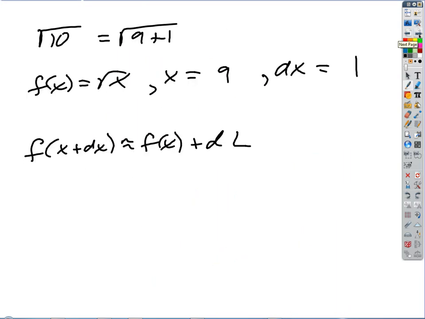f of x we said was the square root of x, so what's f prime of x? That's x to the 1/2, and the derivative is 1/2 x to the negative 1/2. What does the negative 1/2 power mean? It means square root on the bottom. Everybody agree? And then I have a 1/2, so there's a 2 on the bottom. So that's really just equal to 1 over 2 times the square root of x.